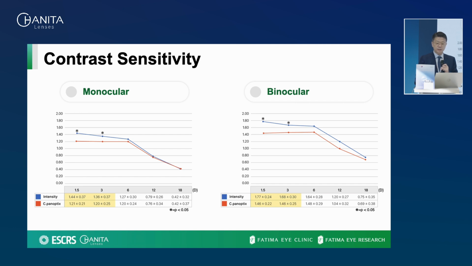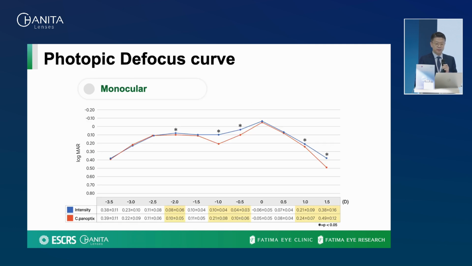In the contrast test, the Intensity had better results, especially at low cycles per degree, in both monocular and binocular situations. At 1 month post-op, the Intensity photopic monocular defocus curve had a wider depth of field and superior results than the Panoptix, especially in the intermediate range. You can see statistically superior results compared to Panoptix IOLs.